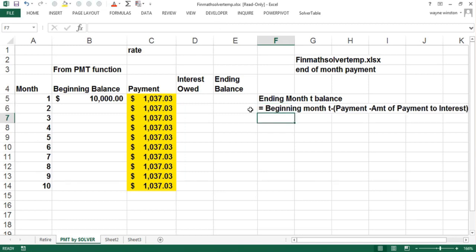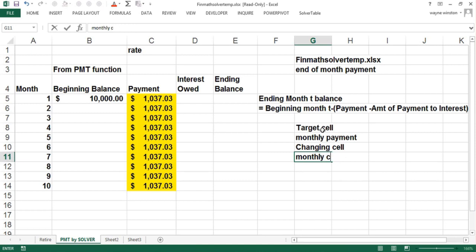Okay, so let's think about target cell, changing cell, and constraints. Target cell is the monthly payment. What should you pay? That's also the changing cell. There's no law against that. Whatever you pay every month is also the changing cell. And you want to minimize the monthly payment, though it doesn't really matter. And the constraint is the ending month T balance equals 0.